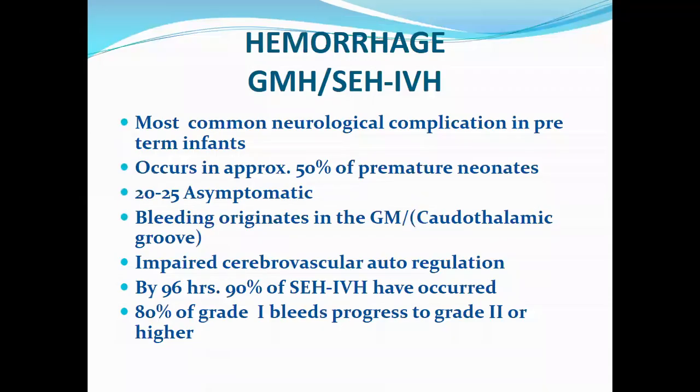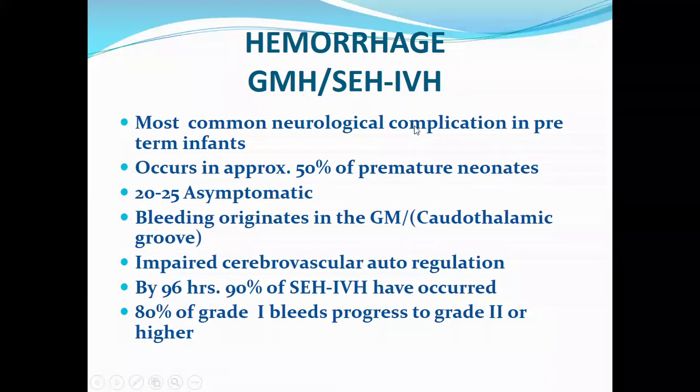Germinal matrix hemorrhage, sometimes called subependymal hemorrhage or intraventricular hemorrhage. I don't like the term intraventricular hemorrhage, as I'll demonstrate, but neonatologists love it because it provides quantitative grading for neurological injury, that is 1, 2, 3.